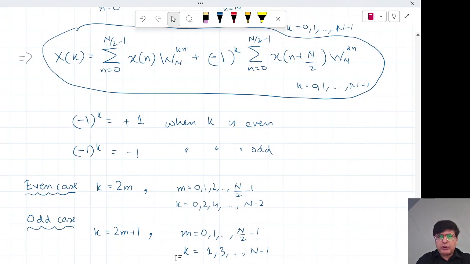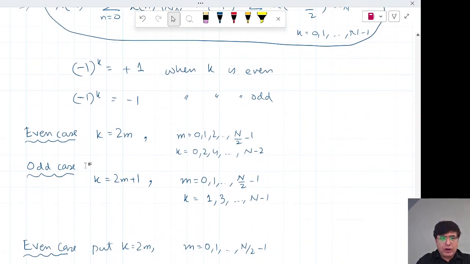So you said, okay, what we are going to do, we are going to replace k equals 2m for even cases, where this m goes from 0, 1, 2 up until n over 2 minus 1, right. So that means when m has the value 0, k will have the value 0. When m has the value 1, k will have the value 2. When m has the value 2, k will have the value 4. So when m goes from 0, 1, 2 up until n over 2 minus 1, k goes from 0, 2, 4 up until n minus 2.